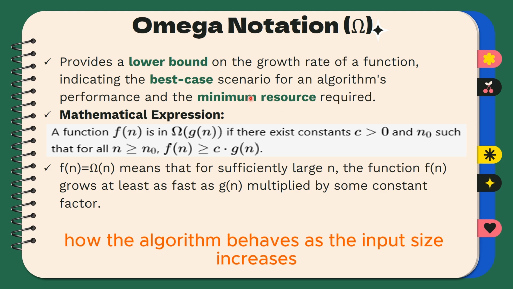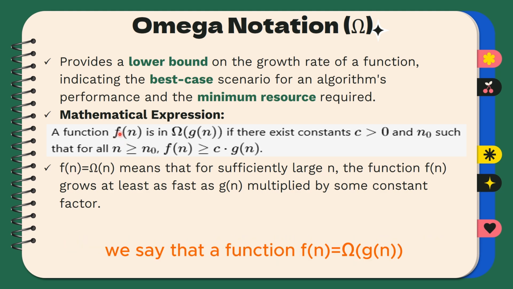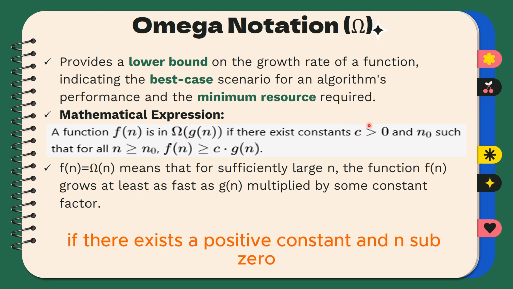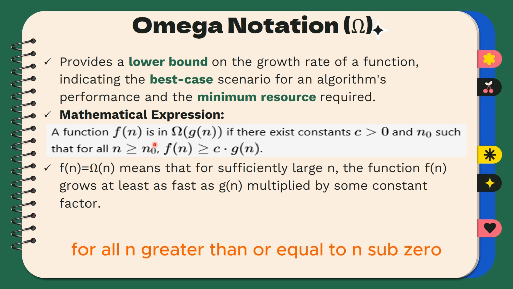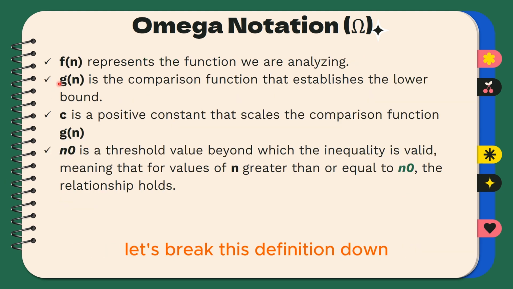input size increases. Formally, we say that a function f of n is big omega of g of n if there exist a positive constant c and n sub 0 such that f of n is greater than or equal to some constant c multiplied by g of n for all n greater than or equal to n sub 0. Let's break this definition down.